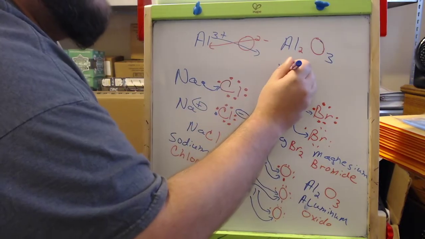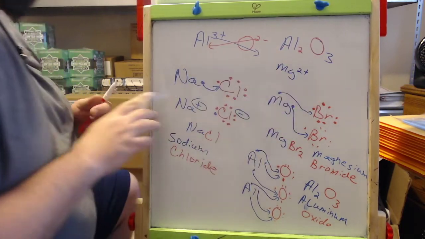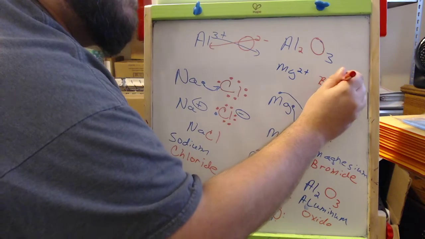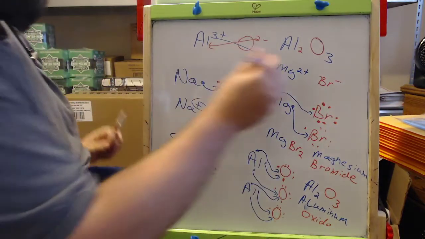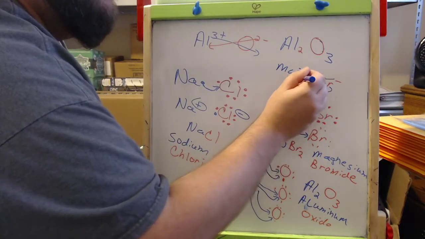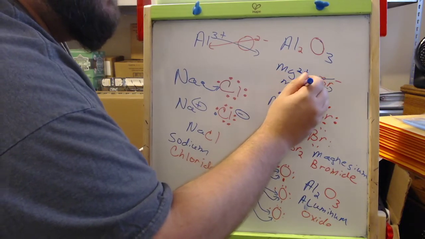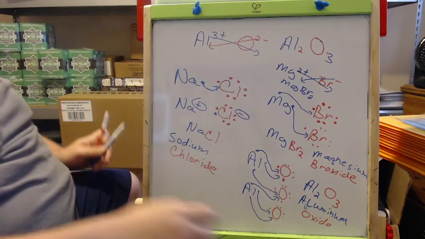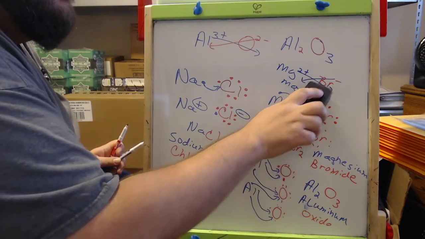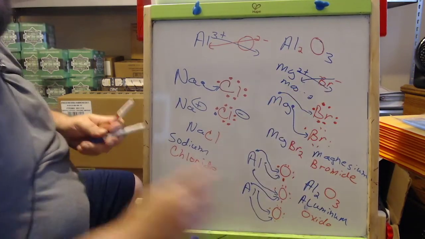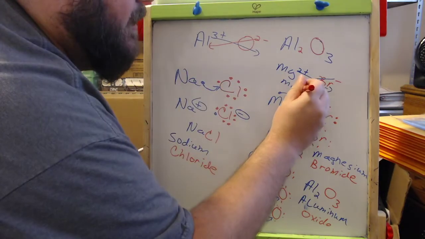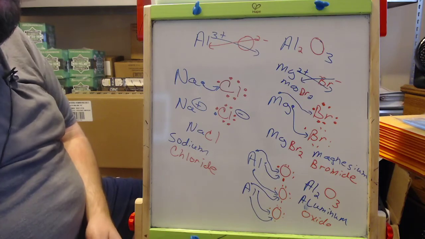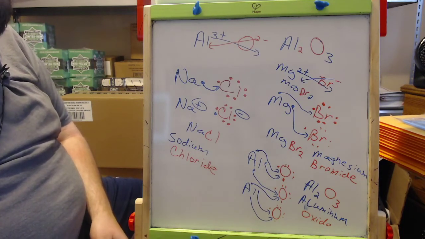Magnesium is in group 2, so it's a 2+. Bromine is a -1. Crisscross, it's called the crisscross method. MgBr2. I didn't use the colors there, but just to stay consistent here. Very patriotic on our board today. There we go. MgBr2. All right.